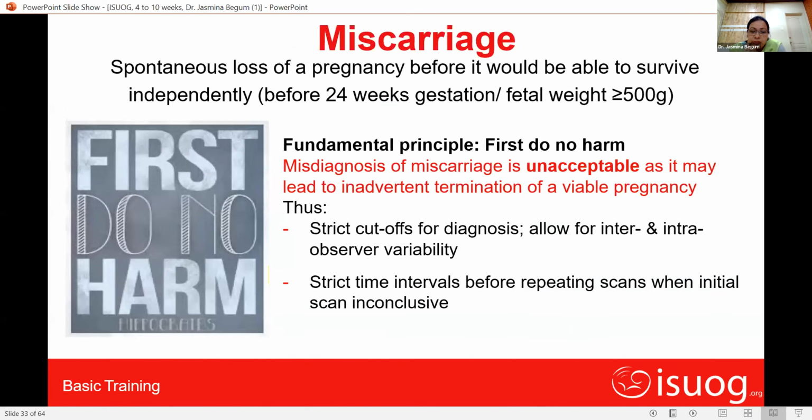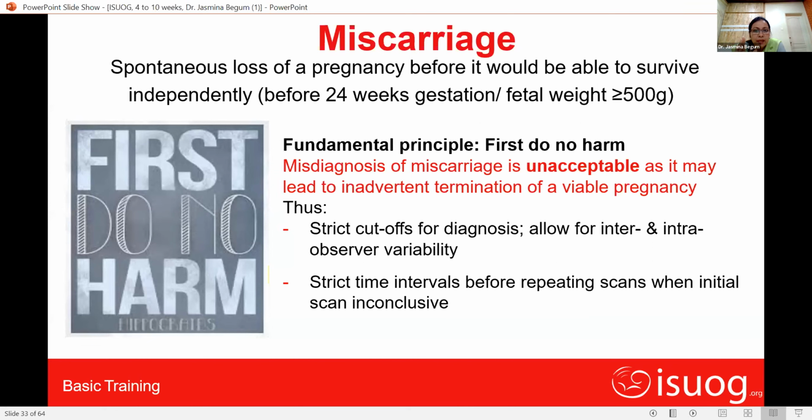What is miscarriage? It is the spontaneous loss of pregnancy before it would be able to survive independently, that is, before 24 weeks of gestation or before the fetal weight is more than or equal to 500 grams. The fundamental principle of pregnancy care is first do no harm. Do not do any harm to the viable pregnancy.